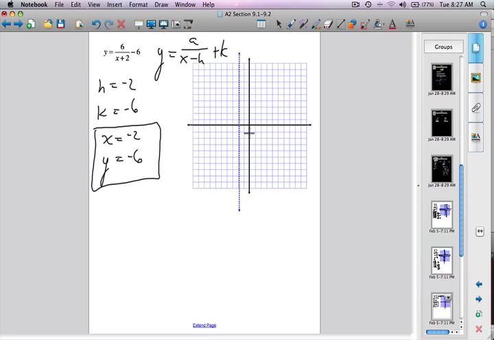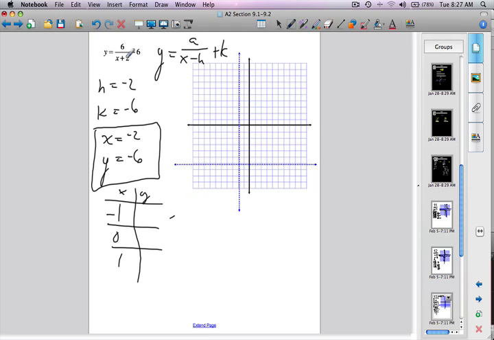Y is -6, so 1, 2, 3, 4, 5, 6. That missed a little bit. Let me put it back online there. And now I want to do an input-output table to the right or to the left of this vertical asymptote. So I'm going to do -1, 0, and 1 because I think those are going to be easiest. It doesn't really make any difference which values you pick.